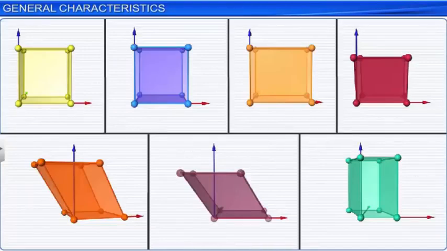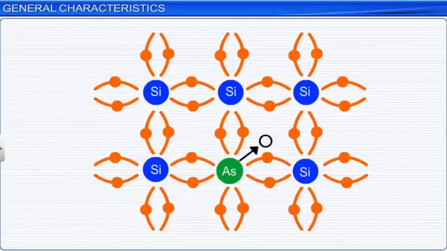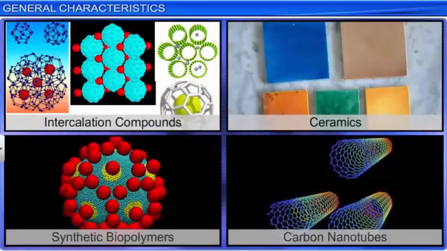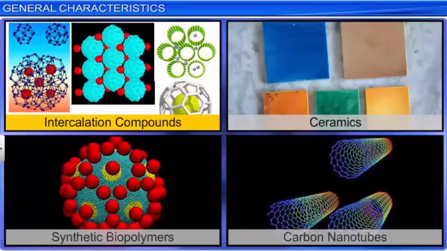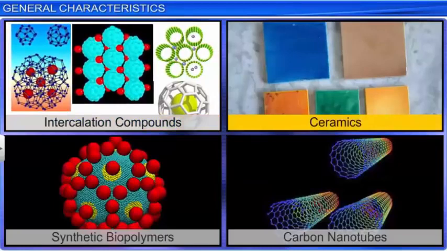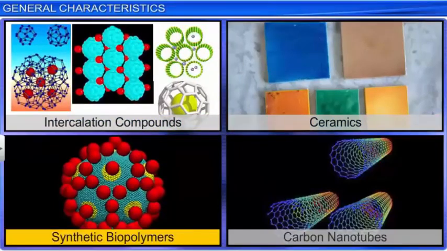For example, the conductivity of silicon increases with the addition of impurities such as arsenic. So, a solid with the desired properties can be prepared by altering its structure. Some solid materials that were prepared for applications in various fields are superconductors, such as intercalated compounds of fullerenes, certain ceramics, synthetic biopolymers such as PHBV and PLA, and carbon nanotubes.